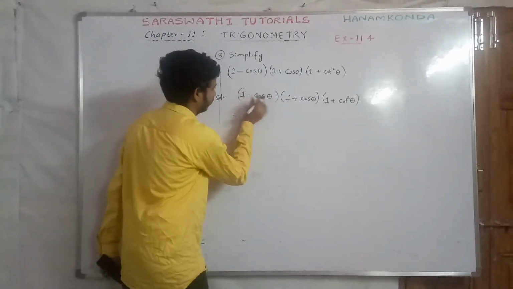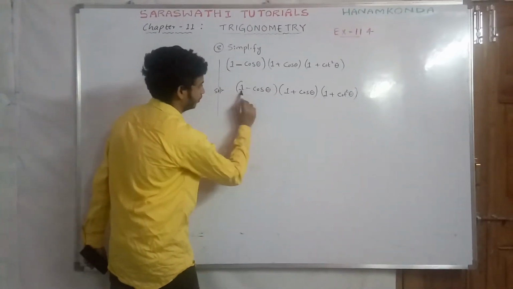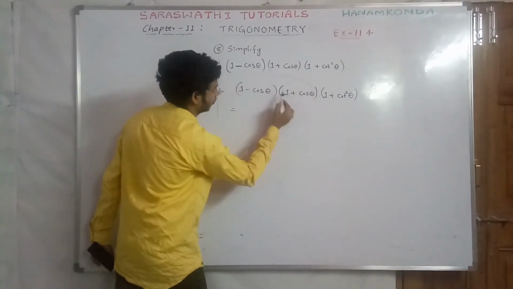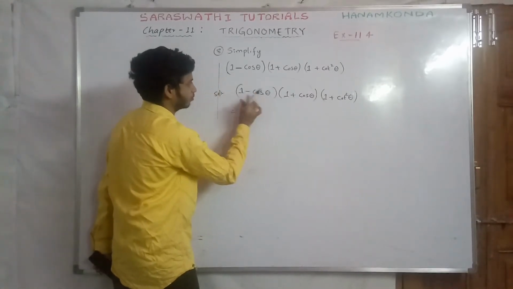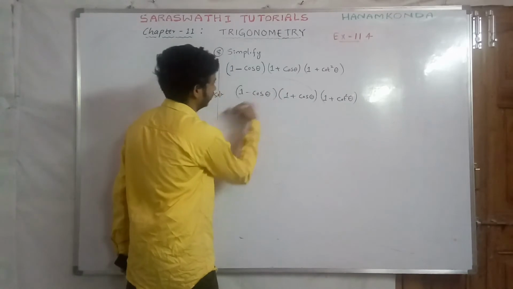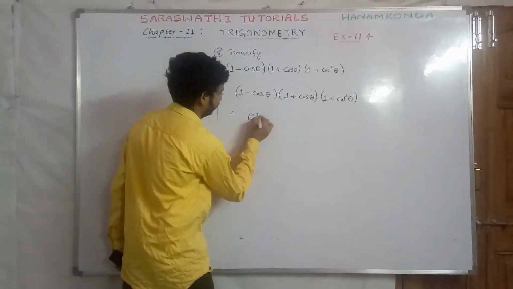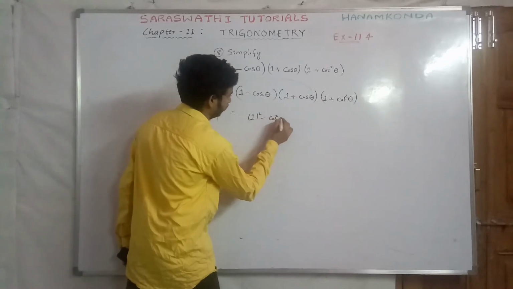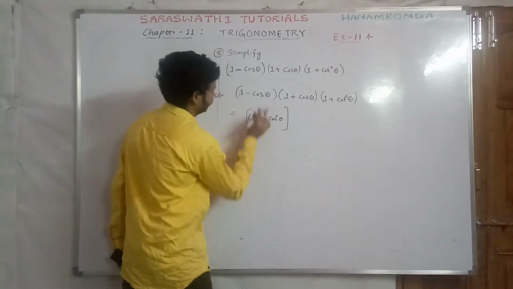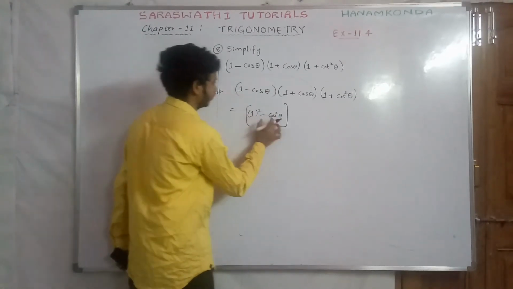Here, (1 minus cos theta) into (1 plus cos theta) is of the form (a plus b) into (a minus b). That means we can substitute it as a square minus b square. Here a is 1 and b is cos theta, so we write it as 1 square minus cos square theta.